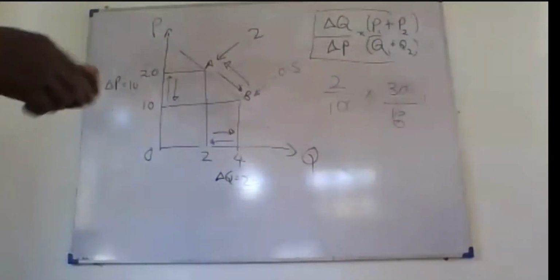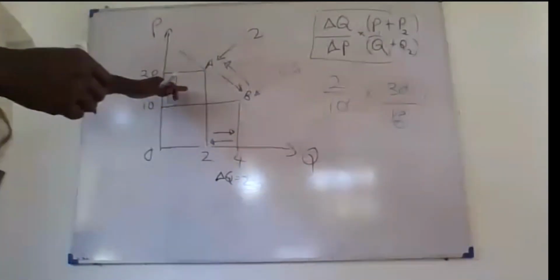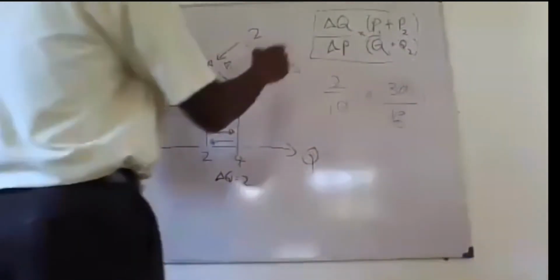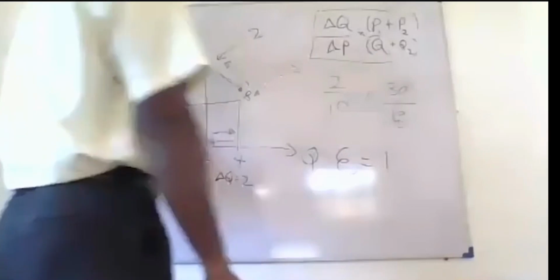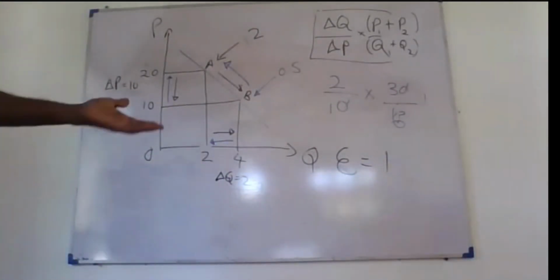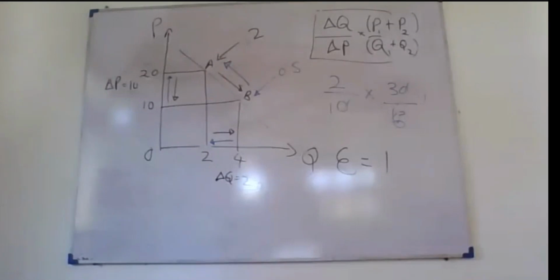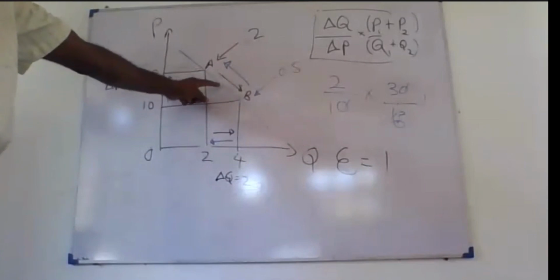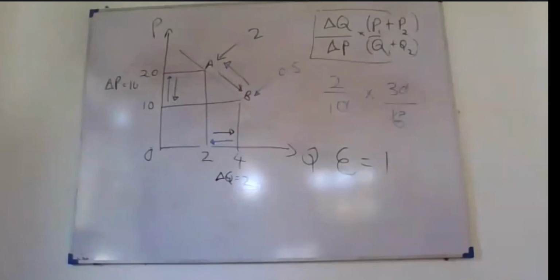So it will be 1. The arc elasticity of this 10 rupee change will be equal to 1. So we say elasticity equals 1. It's unitary. And because of my numerical values, we got into this. Otherwise, we will have different values. We will not always get 1. In this example, it was 1.